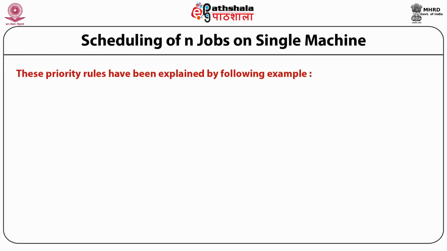Shortest processing time rule (SPT). In this method, the job with the shortest processing time enters the operating system first and then other jobs follow according to the processing time. These priority rules have been explained by the following examples.